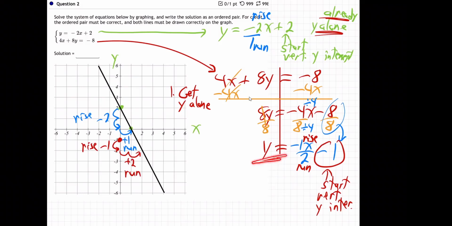So again, we get y alone. Once you get y alone, the number off to the right is your starting point. It's your vertical y-intercept right there. It's where the graph goes through the y-axis. And then the other fraction, the fraction next to x, is your slope, rise over run, down 1 over 2. It hits right there. And then we connect those two dots with a straight line. So I'll do that.